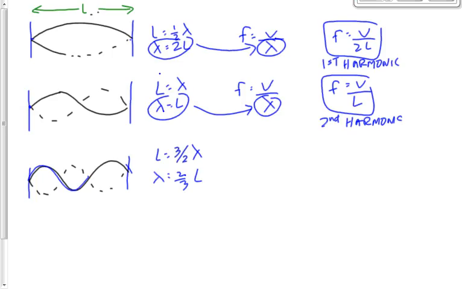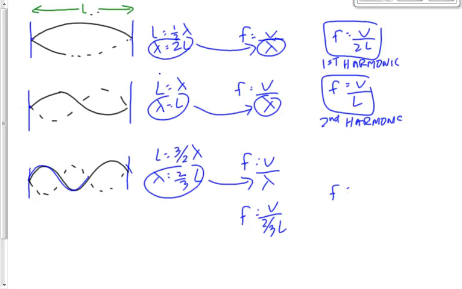Third one, F is equal to V over lambda, but lambda is 2/3 L. We can simplify that a little bit and say F is equal to 3V over 2L, which is 3 times the value of the first one. Therefore, we're going to call that one the third harmonic.